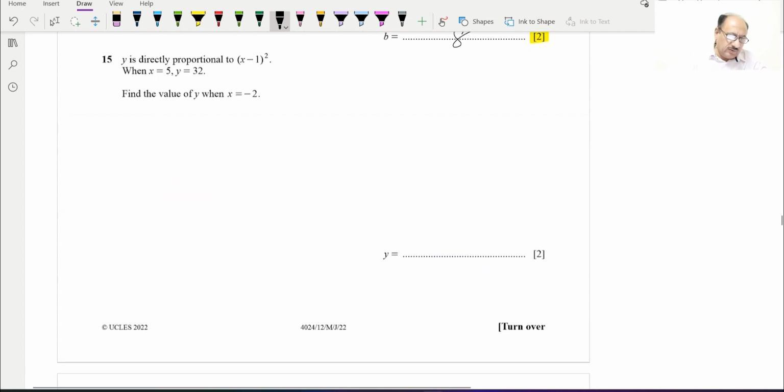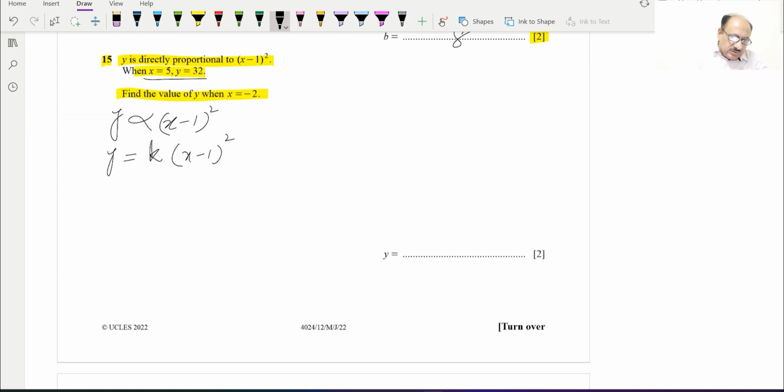Now question number 15. Question number 15 says y is directly proportional to x minus 1 square, and when x is equal to 5, y is equal to 32, and find the value of y when x is equal to minus 2. So we can write that y is directly proportional to x minus 1 square, and we can change the proportionality sign into an equality sign, so k into x minus 1 square. And further, now we can use these given values.